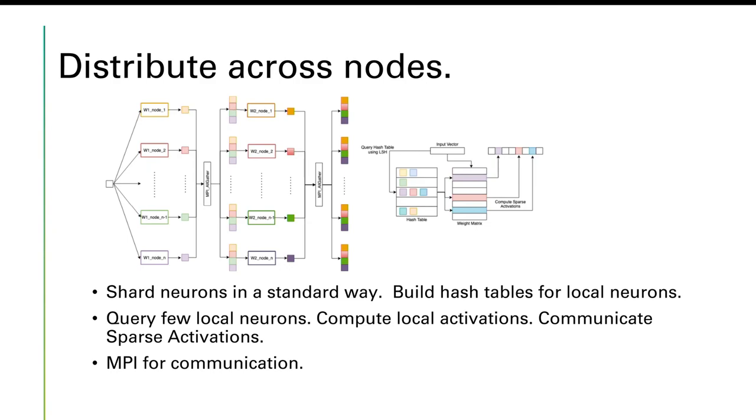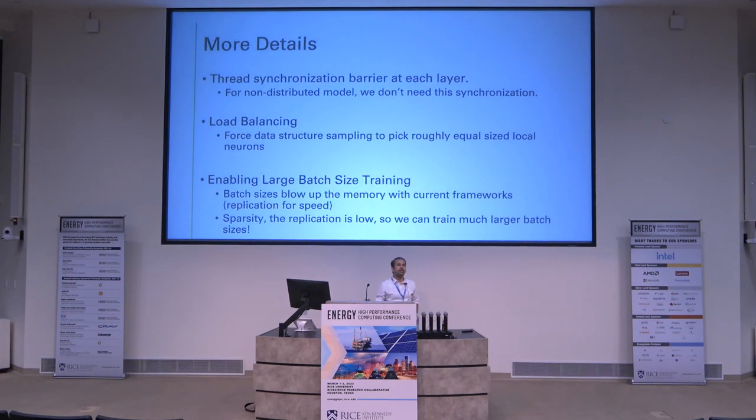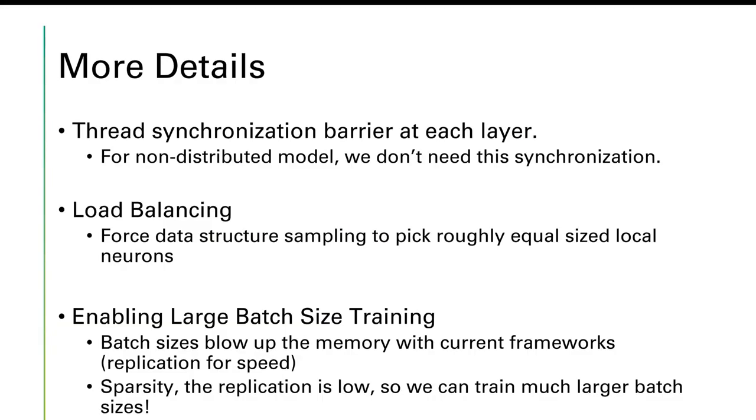So we built this in MPI. We sharded neurons in a standard way. The computation is also very simple. When you shard the network, every sharded part has its own hash table, right? And it's also independent across the partition. Every local computation asks, okay, what are the interesting neurons local to you? Give me that, I'll compute the activation, I will cross, and then I'll move forward, right? Compute local activation, we implemented this in MPI. There are certain details that we did about ensuring load balancing, thread synchronization barrier, and that also can enable large batch size. I mean, you're welcome to read the paper.